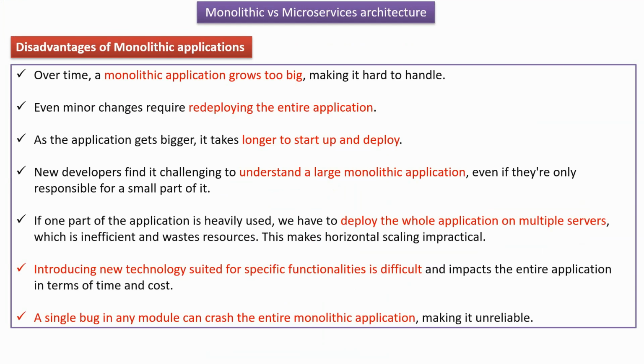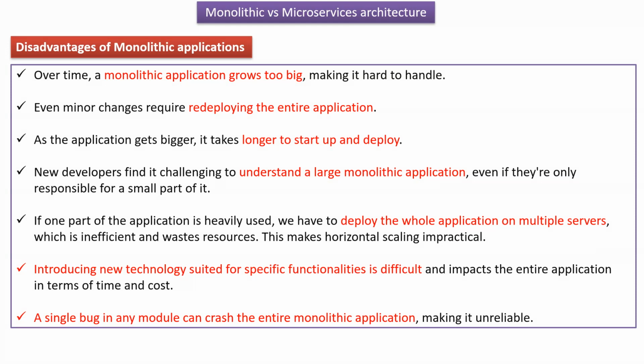Now we will see disadvantages of monolithic applications. Over time, a monolithic application grows too big, making it hard to handle. Even minor changes require redeploying the entire application. As the application gets bigger, it takes longer to start up and deploy. New developers find it challenging to understand a large monolithic application, even if they are only responsible for a small part of it. If one part of the application is heavily used, we have to deploy the whole application on multiple servers, which is inefficient and a waste of resources. This makes horizontal scaling impractical.